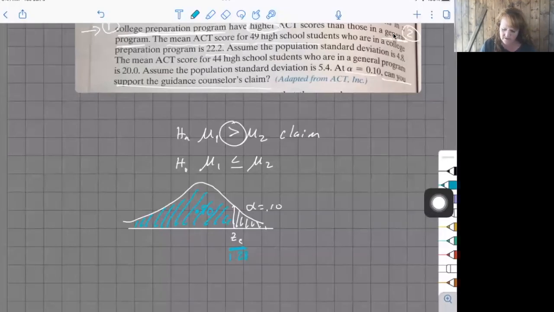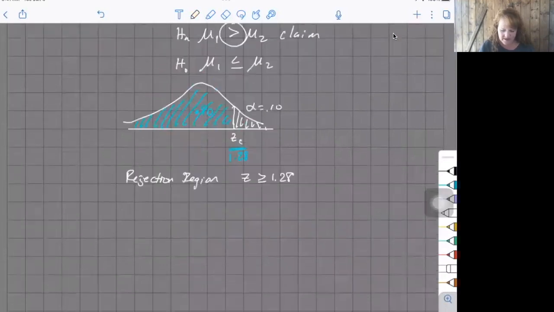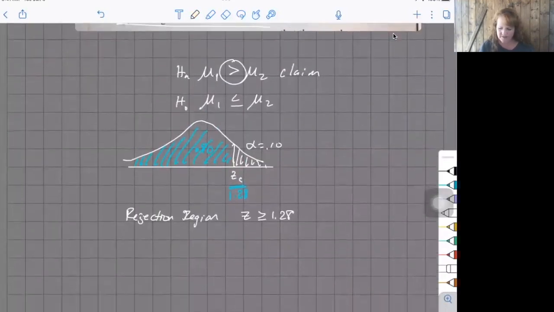1.28, that's our critical value right there. And so our rejection region is going to be any z-score that's bigger than or equal to 1.28. Okay. That's our rejection region. Now let's do our hypothesis test.